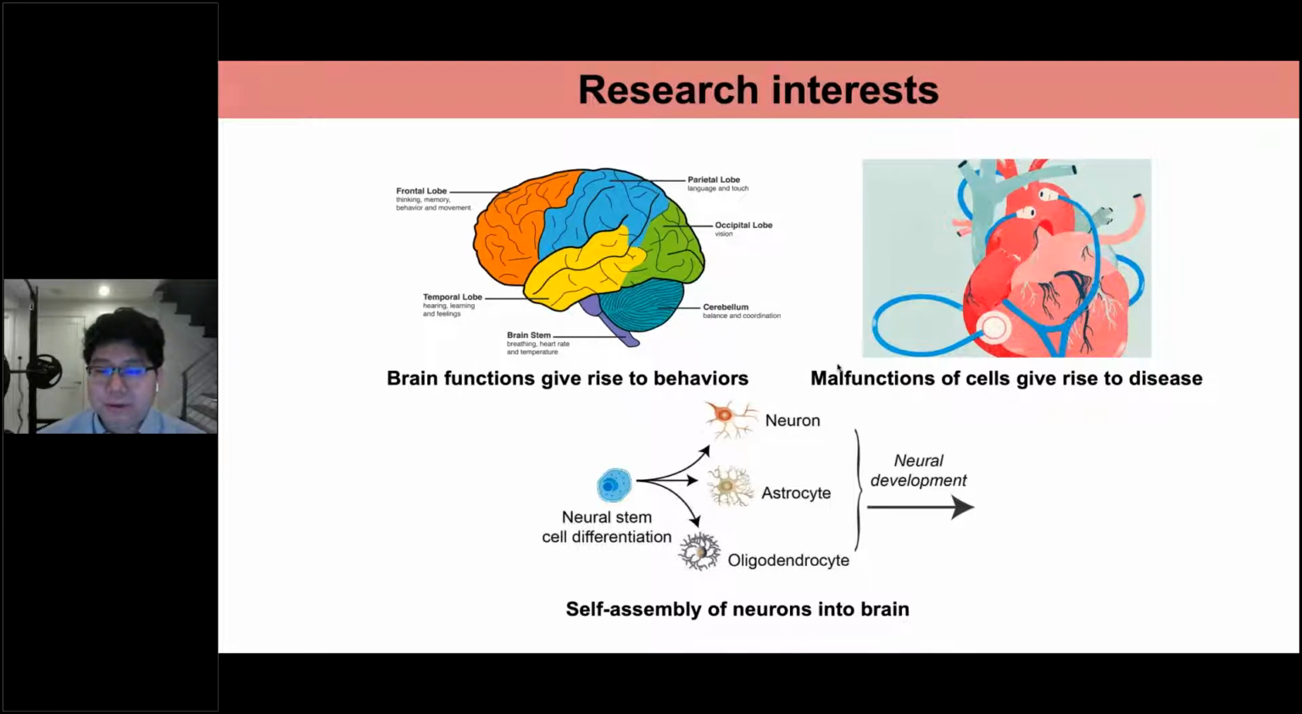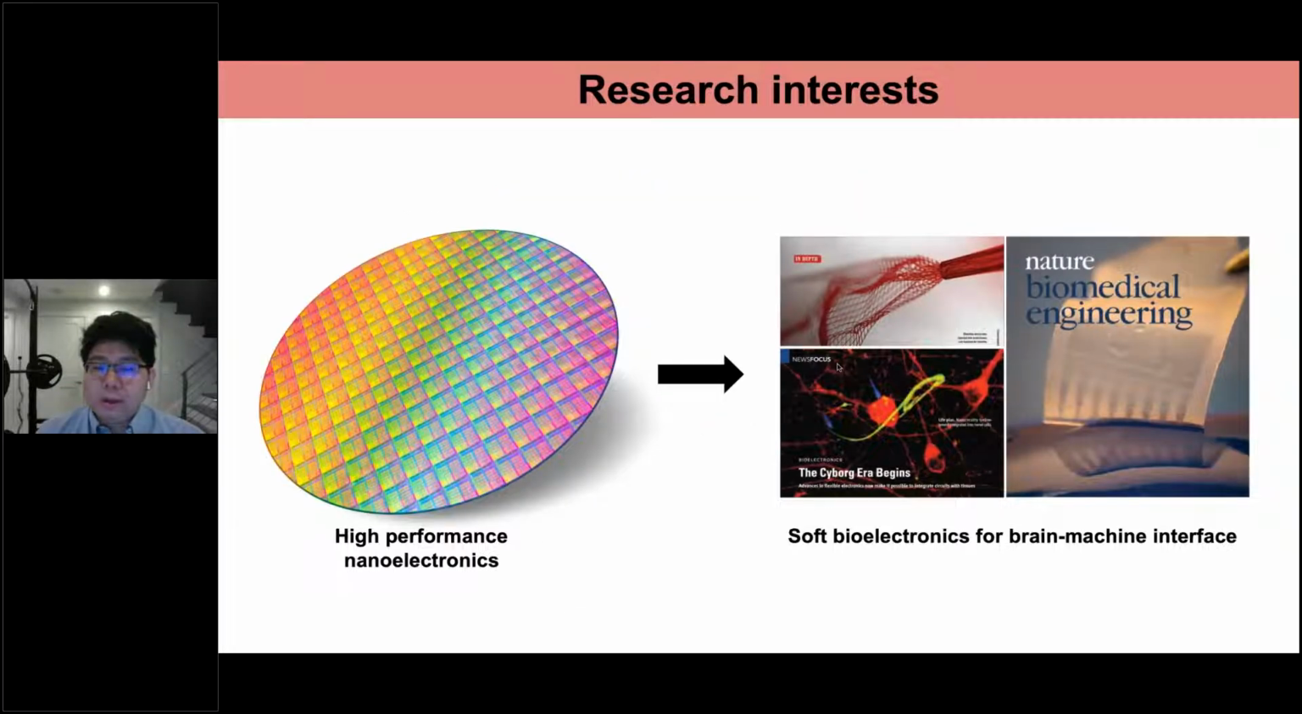And to be more specific, we are very interested in building next generation bioelectronics to understand those questions. Specifically, we want to convert high performance nanoelectronics fabricated on the silicon wafer into a soft bioelectronics format for this tissue machine or brain machine interface to address those questions.